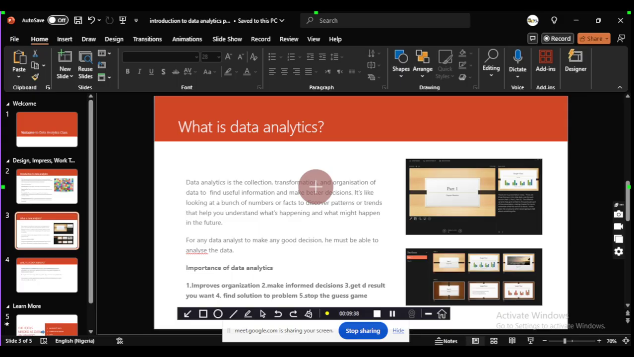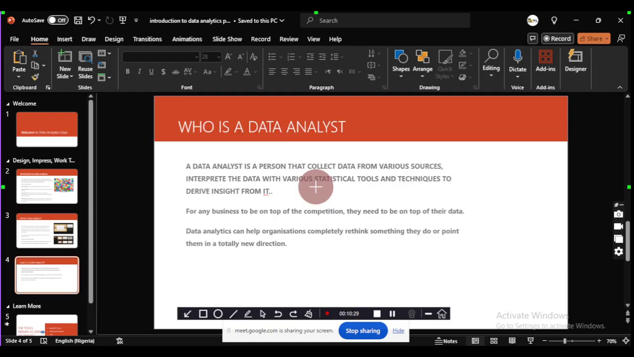Now let's see. The next thing is: who is a data analyst? A data analyst is a person that collects data from various sources and interprets the data with various statistical tools and techniques to derive insights from it. So anybody working as a data analyst, the person in charge of data analytics, is called a data analyst. That is what they are called.